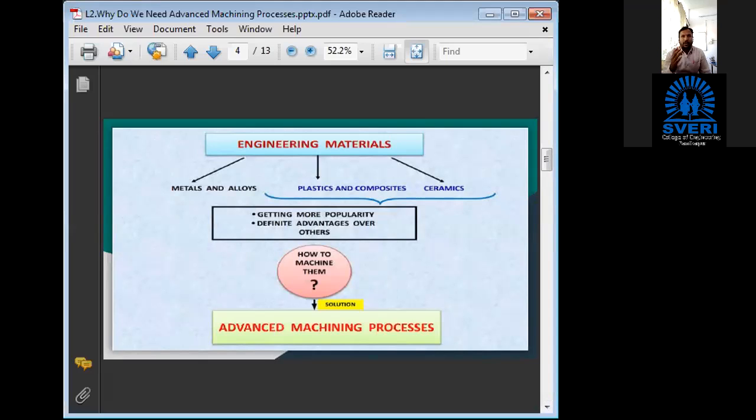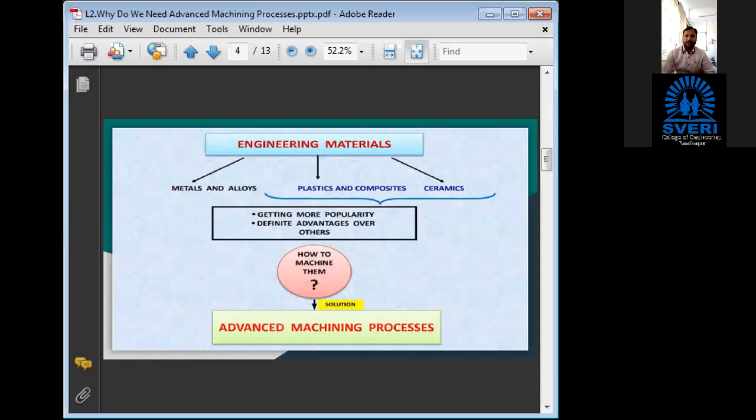Because there are already so many types of traditional and conventional machine processes available, which we already know from the manufacturing processes we have studied. So the small question is why do we need this advanced machine process, or why do we need to study non-conventional machining? This is the first and foremost question that arises in everybody's mind.